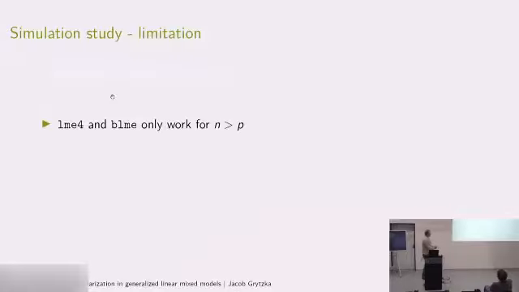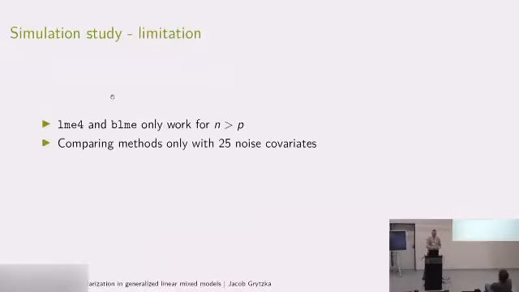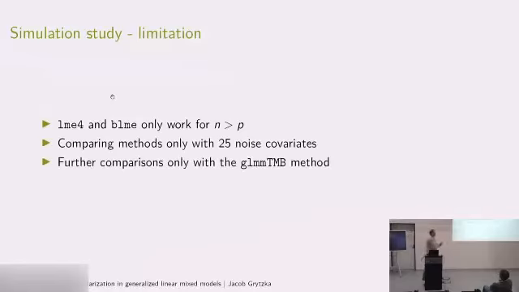We have some limitations. As I said, LME4 is unpenalized and only works for n larger than p, and BLME as well. So the method comparison will be only with 25 noise covariates, and all the other comparisons are only with the GLMM TMB package.